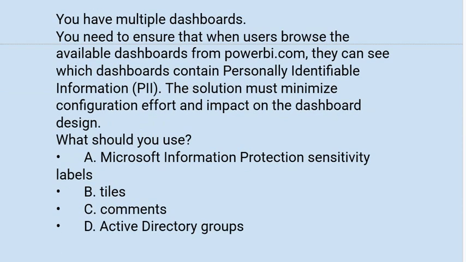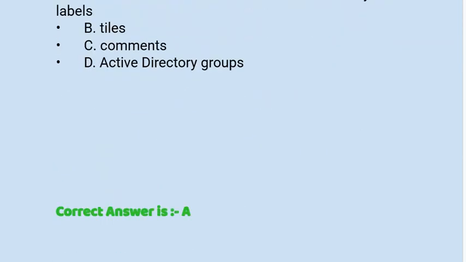Option A, Microsoft Information Protection Sensitivity Levels. Option B, Tiles. Option C, Comments. Option D, Active Directory Groups. Correct answer is option A.